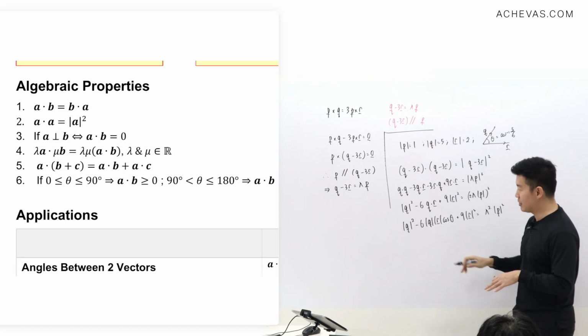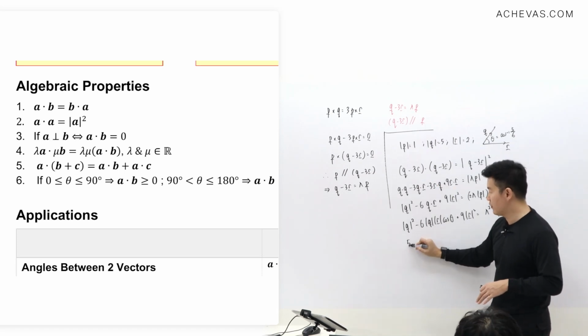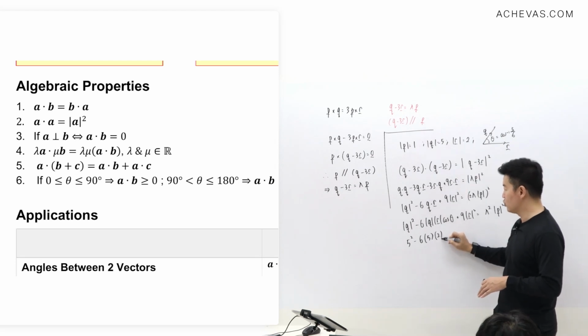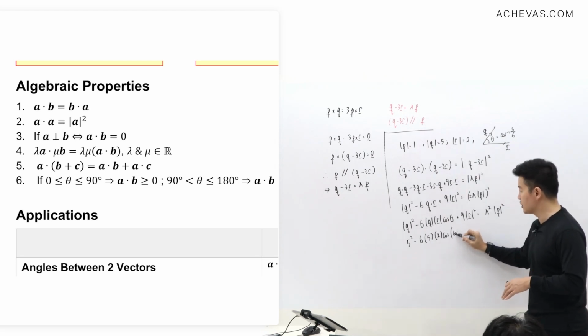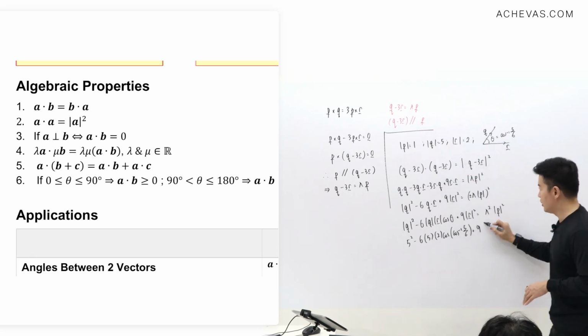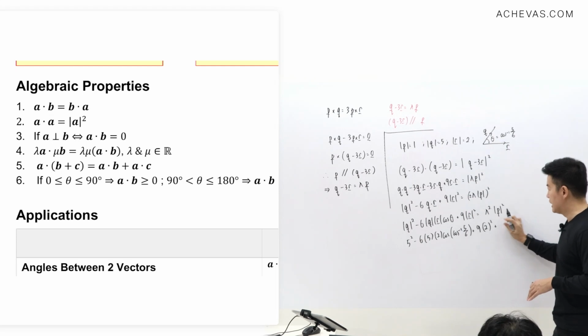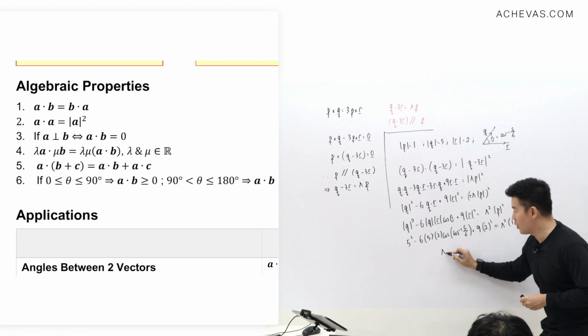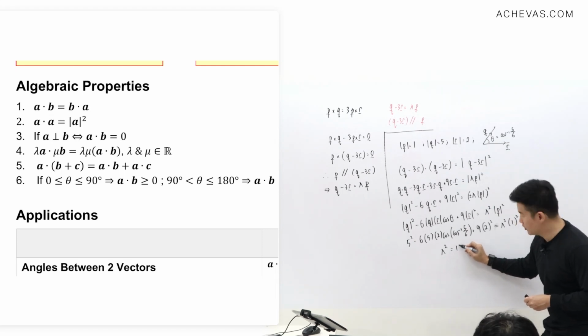Now we can substitute the numbers. Modulus of q is 5, so 5 square, minus 6 times 5 for modulus of q, times 2 for modulus of r, times the cosine of the angle, which is cosine inverse of 5 over 6, plus 9 times 2 square is equal to lambda square. Modulus of p is 1 because p is a unit vector. Lambda is my only unknown. Lambda square is going to be 11, which means that lambda is going to be plus or minus square root of 11.